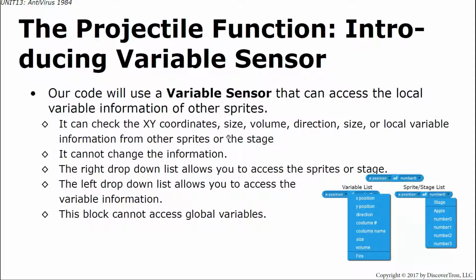One thing to look at here is we can get the XY coordinates, the size, the volume, and the direction. It's talking about volume as in sound, not the actual volume of space that an object takes up. We can get its direction, we can get its size, and some other local information from each of these different sprites. Oh, and the costume number. Okay, the costume number could be important.